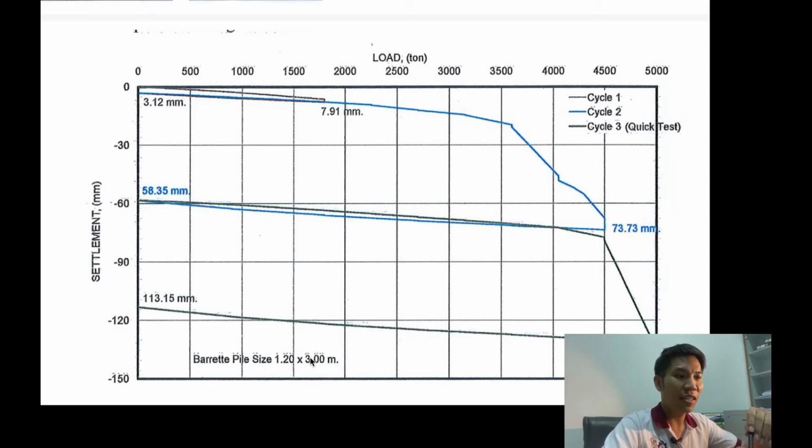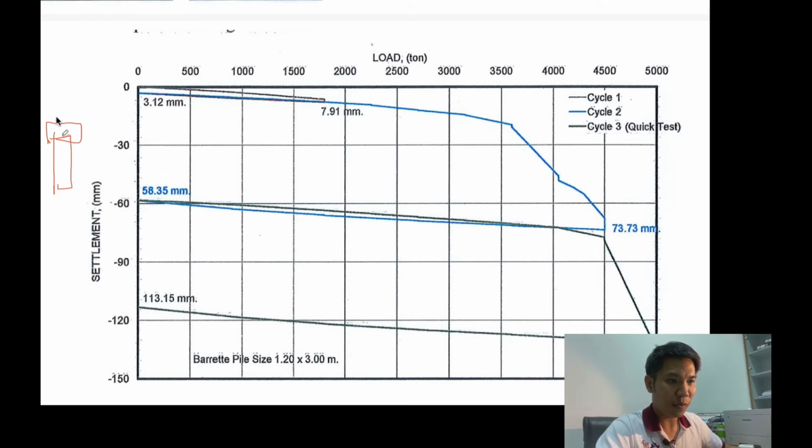It's the Pink Line. They have only one pile per column. That means we have this barrette pile here, and we have the column connected to it. It's only one pile per column because they would like to reduce the area for the foundation, because the location of the foundation is at the middle, at the center of the road.